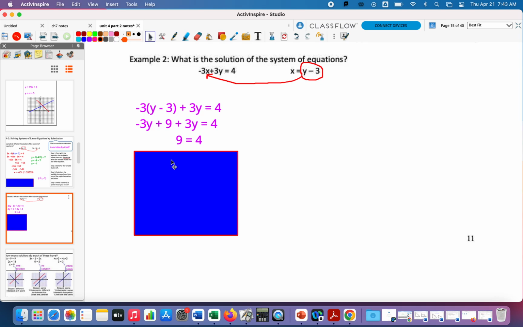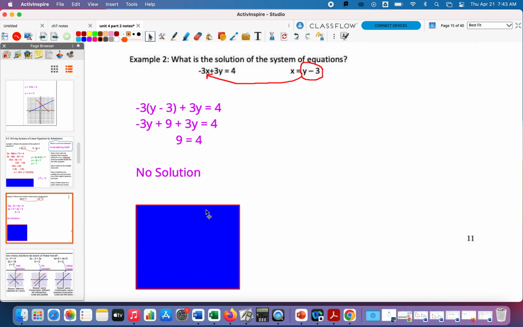So again, revisiting things we've talked about in the past, we've seen situations where you lose your variables when you're trying to solve. Well, in this case, we look at what's left over, 9 doesn't equal 4. So we actually have no solution for this problem here. There's no point where they intersect.